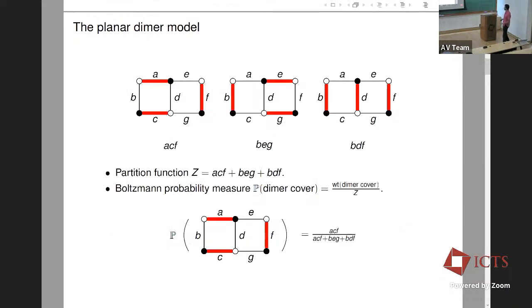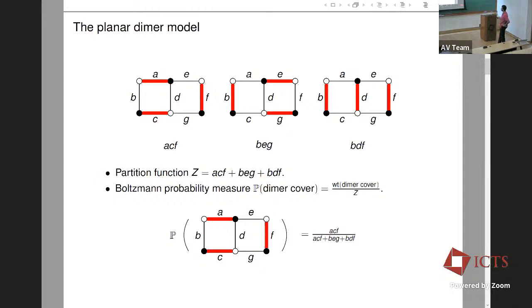So the planar dimer model usually refers to the study of a certain probability measure on the set of dimer covers called the Boltzmann probability measure. And it's defined as follows. First, we need to define what is called the partition function, which is some sort of normalization constant that appears in the probability measure. And it's the sum of weights of all dimer covers.